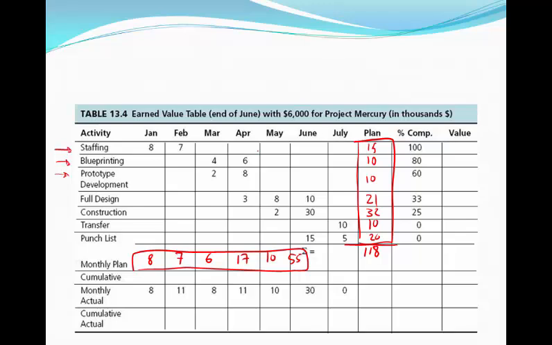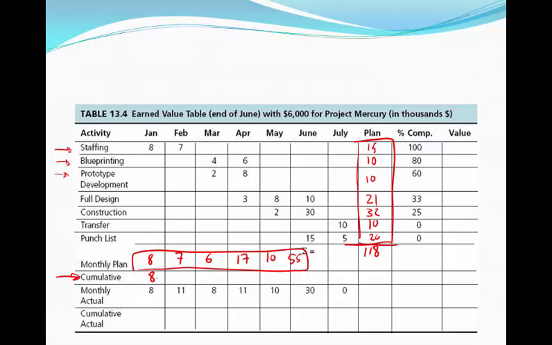So the next step is to figure out what our cumulative month or our cumulative costs are for this project. So at the end of January, our cumulative costs are $8,000. So we're working on this row here.